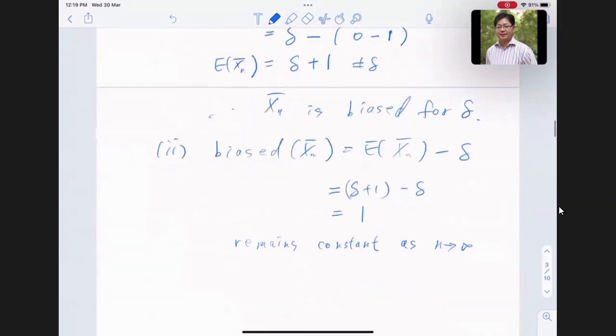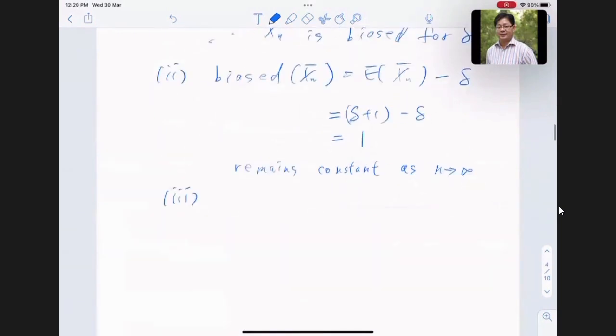Because the question asks us how this bias will behave if n tends to infinity. And actually when n tends to infinity, the bias will remain equal to 1. So in other words, no matter how large a sample you draw, if you use the sample mean to estimate delta, you are not actually targeting delta in the estimation. You are always estimating something else. Okay? But this also suggests a way for us to modify the estimator into an unbiased estimator.